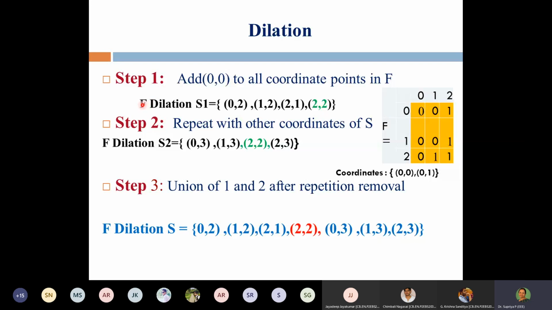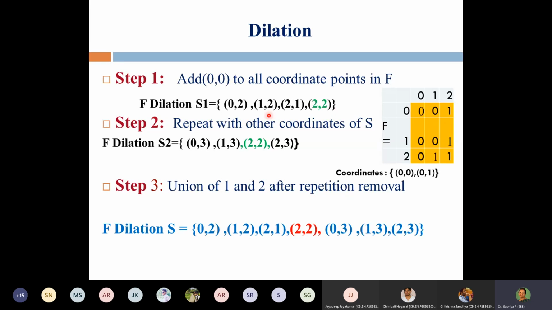So the first step is finding out the values of f, which are 1. So this is going to be 0, 2. This is the first value. The next value is 1, 2. This is the second value. The next value is 2, 1. That is the next value. And the last value is 2, 2. So we have got this particular value. To this, we are going to add 0, 0. Luckily for us, the first coordinate is 0, 0. So there is no change when we add 0, 0 to the coordinates of f. As a result, the result remains the same as f.